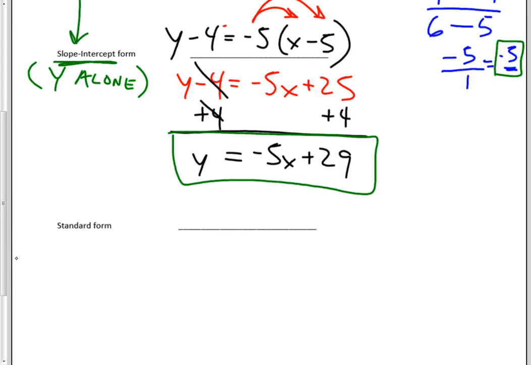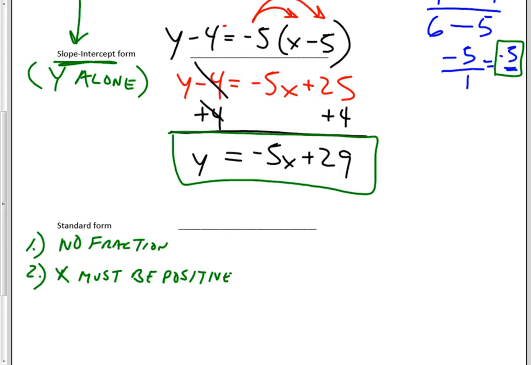What are the 3 rules for standard? No negative numbers? No, just no fractions. X must be positive. And Y by itself? No, X and Y must be on the same side. Correct. X and Y, same side.